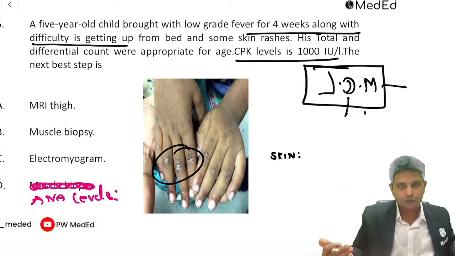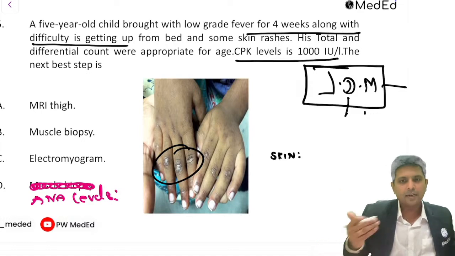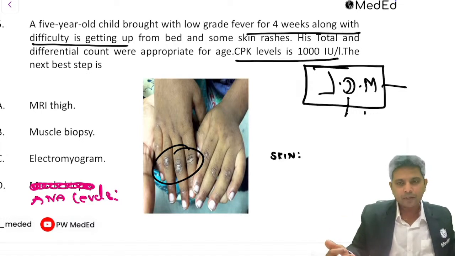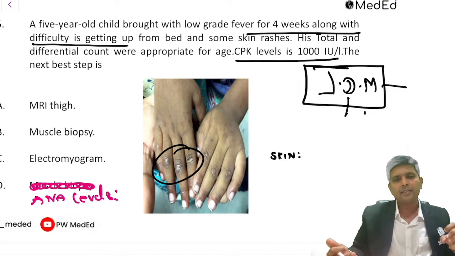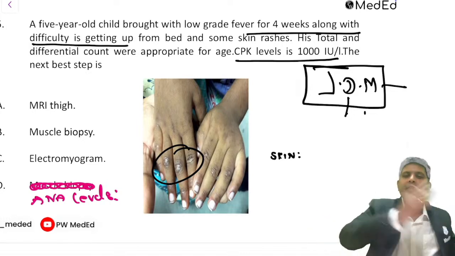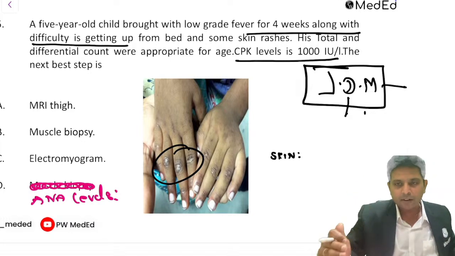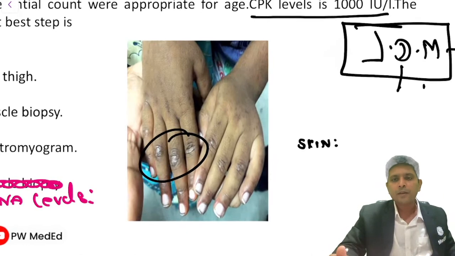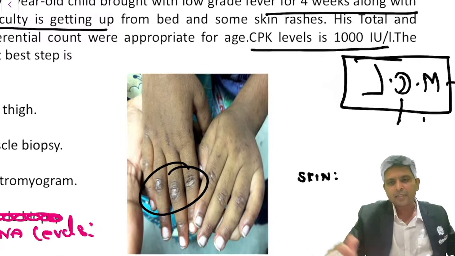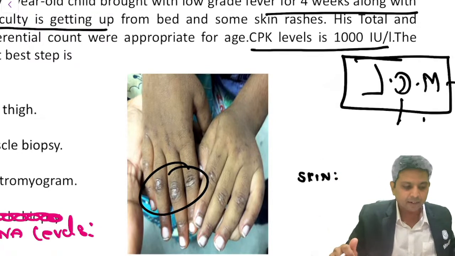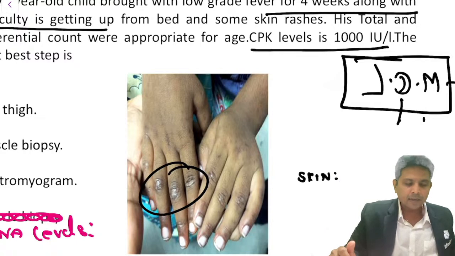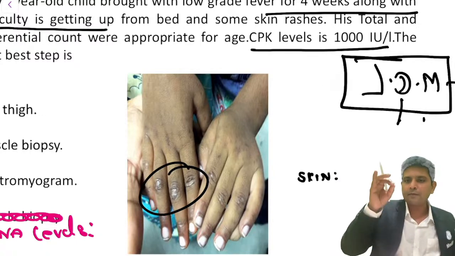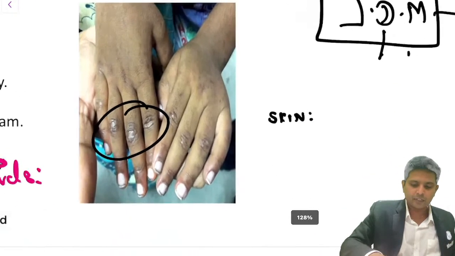So what does it mean? Proximal muscle weakness. The child is having some skin rash. CPK is elevated. Creatine phosphokinase is a muscle enzyme, so it is getting released from the muscle. Skin manifestation in the form of Gotron papules is given here. That is dermatitis, and myositis is manifesting as proximal myopathy and elevated CPK levels. So this is a case of juvenile dermatomyositis.